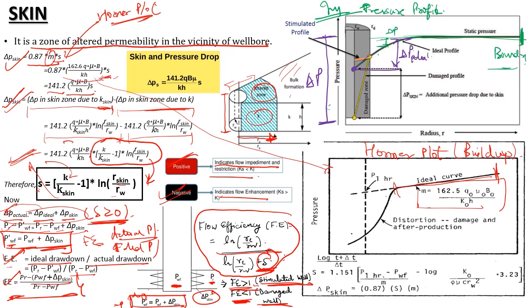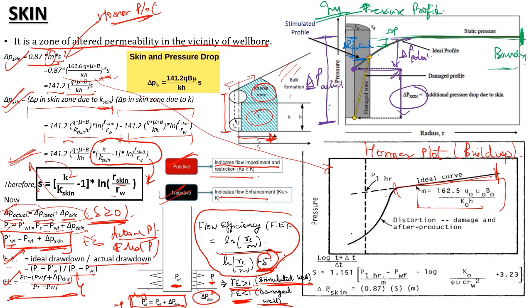And this is my delta P actual case, where delta P actual equals delta P ideal plus delta P skin. Now this is for skin greater than 0. Now let's say my skin is less than 0, then my delta P actual would be less. Then this is my delta P actual. That means my pressure drop would be less when my skin is less than 0, which is very obvious because my skin is less than 0, I have gone for a stimulated well.